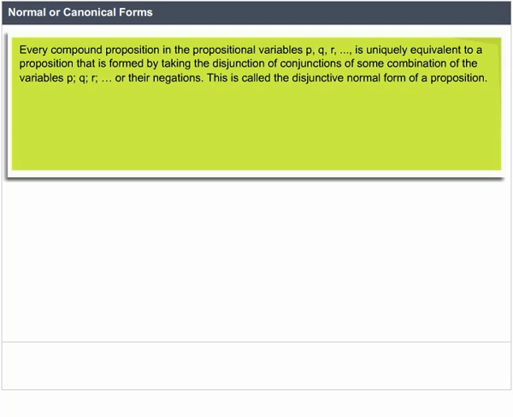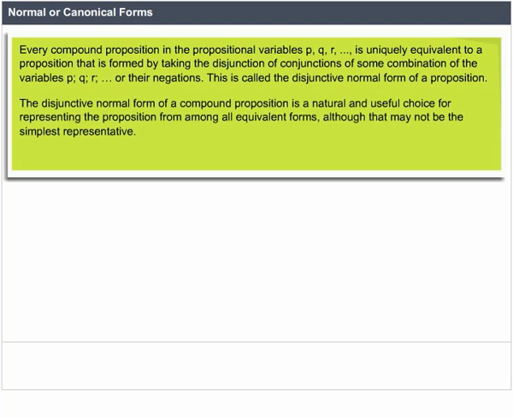The disjunctive normal form of a compound proposition is a natural and useful choice for representing the proposition from among all equivalent forms, although that may not be the simplest representative. We will find this concept useful when we arrive at the module on Boolean algebra.